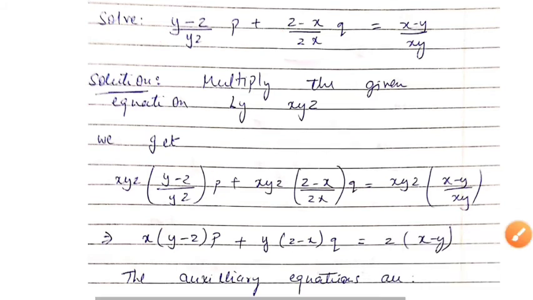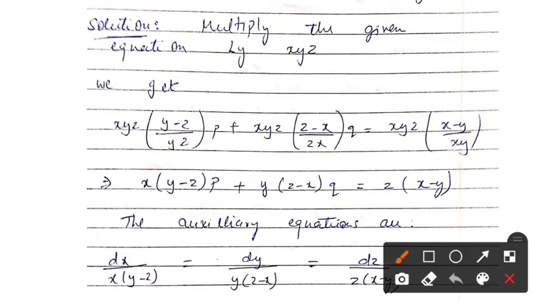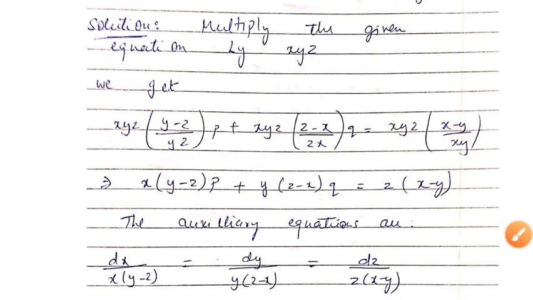So first, to simplify the equation, we will multiply the whole equation by x, y and z. I will do this so that the equation becomes easier. Now if I multiply these terms, in the first term yz will be cancelled, so you get only x into (y minus z) p. In the second term x and z will get cancelled and you get y into (z minus x) q. Similarly, here xy will be cancelled, you get z into (x minus y).